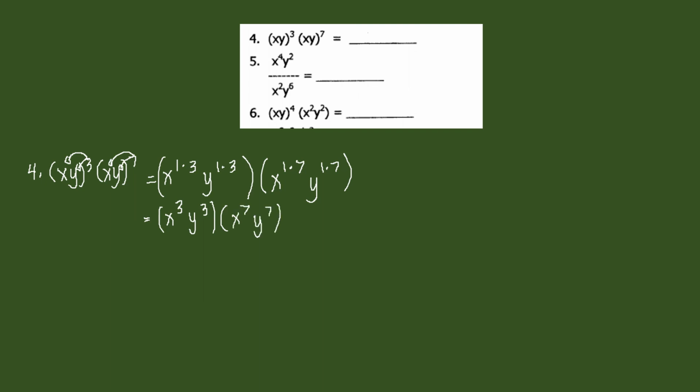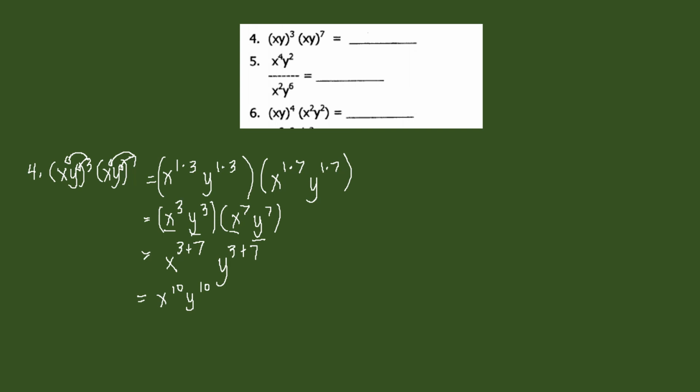Using the product rule, when the bases are the same, copy the base, add the exponent. Copy the base, its product, add the exponent. So our answer is x to the 10th, y to the 10th.